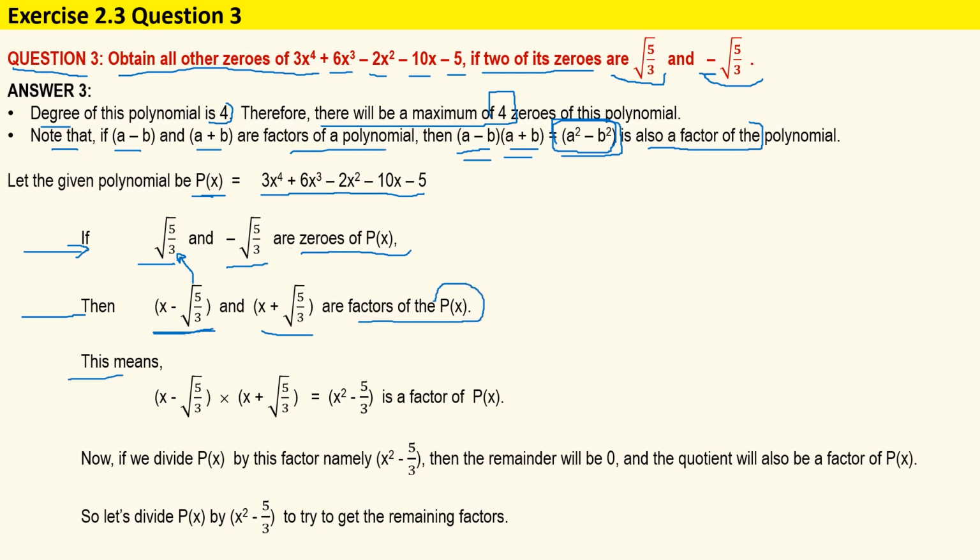This means that the multiplication of these two factors, that is x minus square root of 5 by 3 multiplied by x plus square root of 5 by 3, which is equal to x square minus 5 by 3, is also a factor of p(x). So now we know that x square minus 5 by 3 is a factor of p(x). So let's divide the given polynomial p(x) by this factor x square minus 5 by 3, and then we should get the remainder equal to 0, because x square minus 5 by 3 is a proper factor of polynomial p(x).